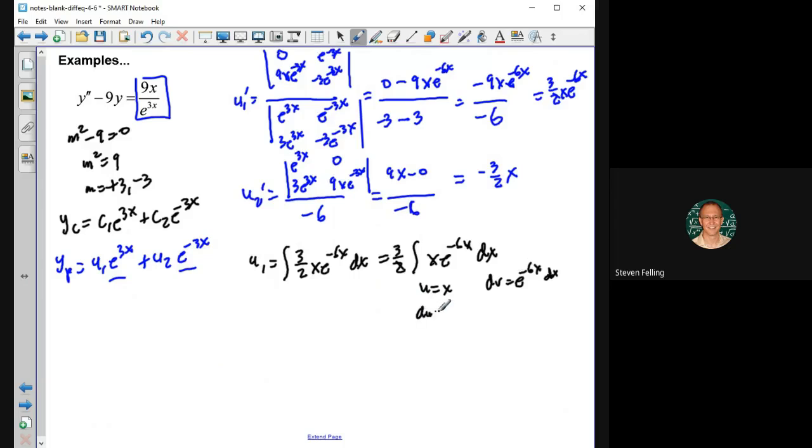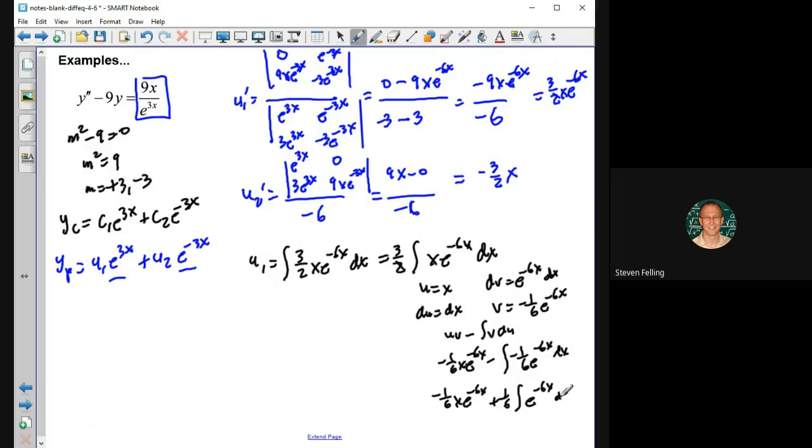which means that du is equal to dx, and v equals negative 1/6 e to the negative 6x, because you divide by the negative 6 constant, right? And so then we go uv minus integral v du, which is negative 1/6 x e to the negative 6x minus integral of v du, which means I've got negative 1/6 x e to the negative 6x plus a sixth, right, bringing this out, and then the integral again of e to the negative 6x.